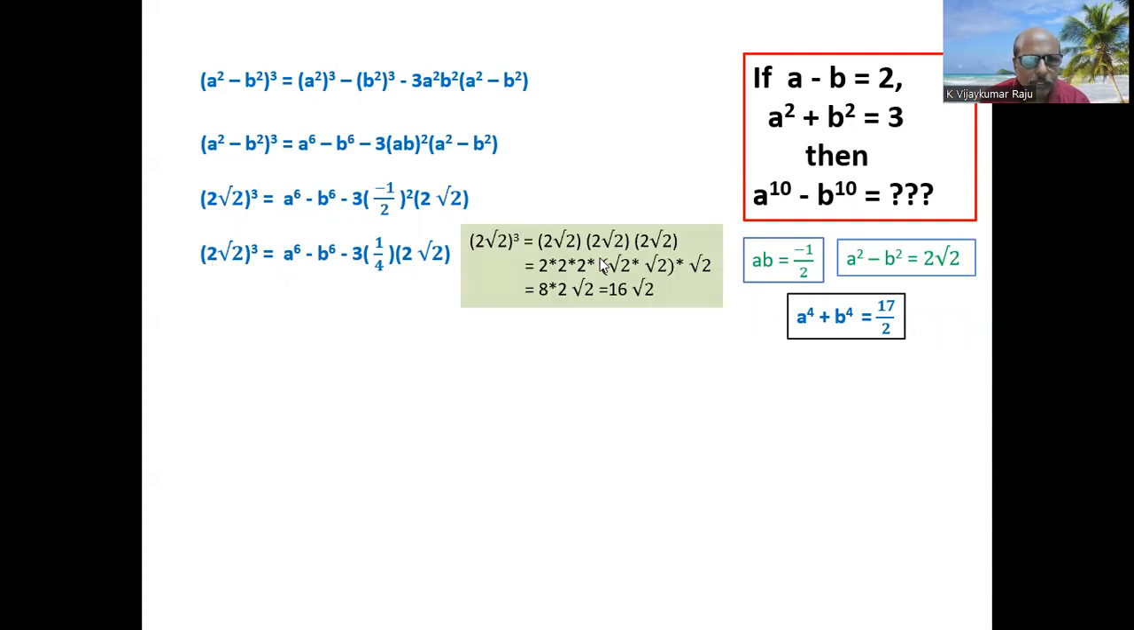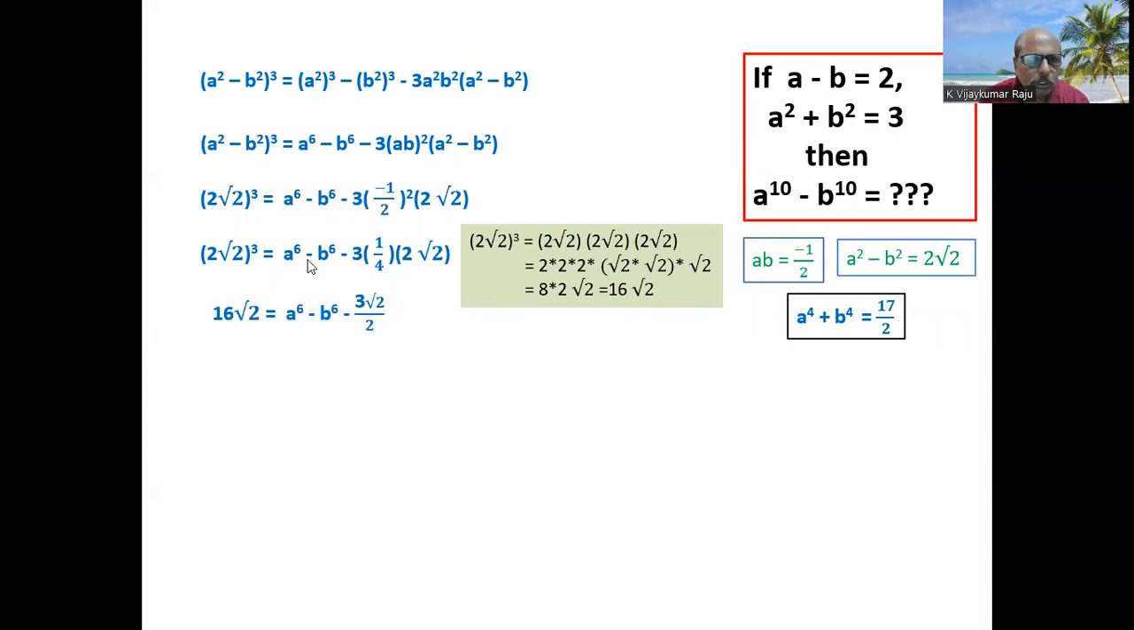Now this particular value: (2 root 2) whole cube is 2 root 2 into 2 root 2 into 2 root 2. So numbers multiply with numbers and roots together. So 2 2s are 4, 4 2s are 8. This is fine. 2 root 2 into root 2 is 2, and there's 1 root 2 left, so it will be 8 times 2, 16 root 2. So (2 root 2) whole cube is 16 root 2. So this value is 16 root 2.